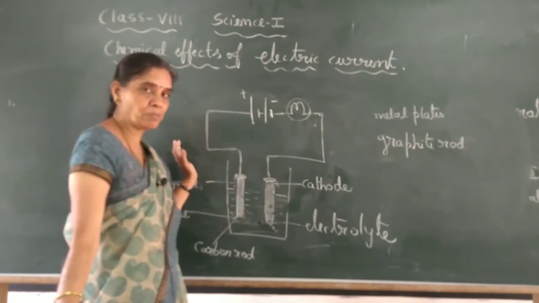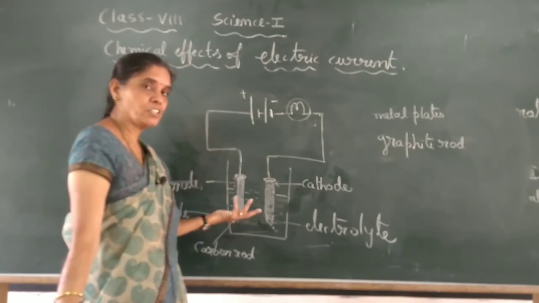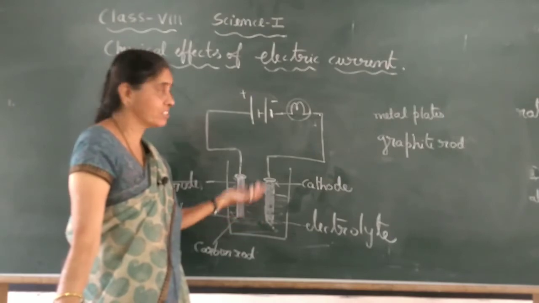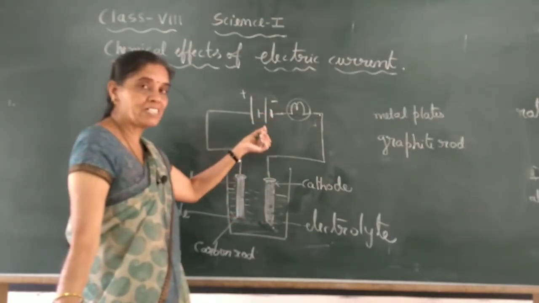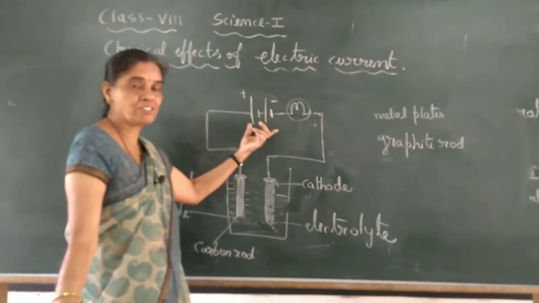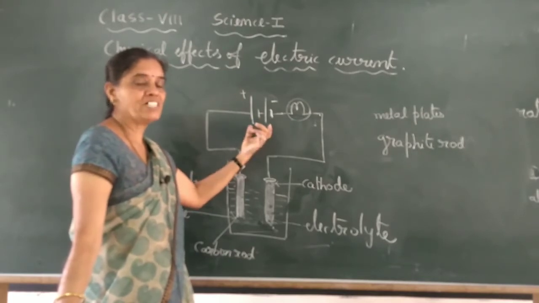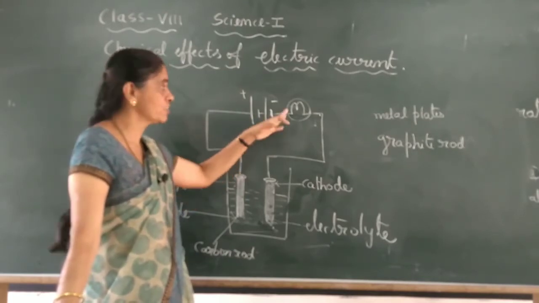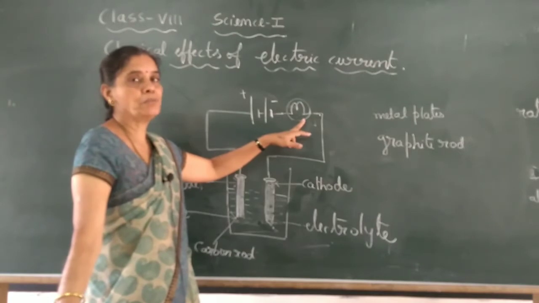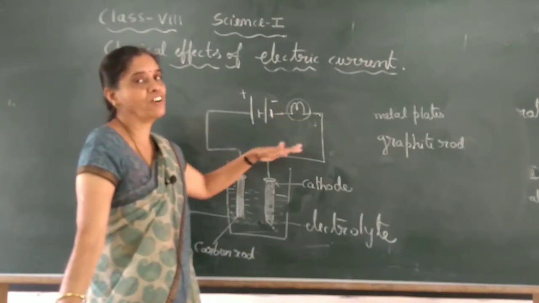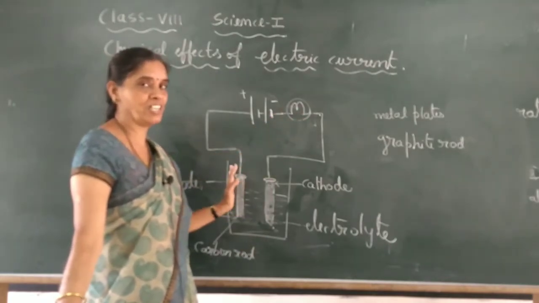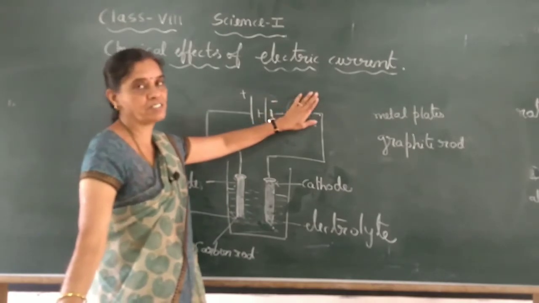When doing the experiments, you may sometimes fail to get the result, because the connection may not be done properly, or the battery may not have the voltage in it. So it is better to use one LED bulb to see whether current is flowing or not in the circuit. That's all. The textbook has not given this structure.